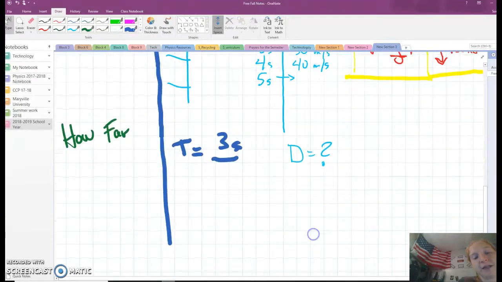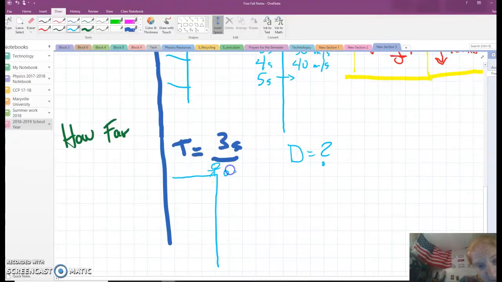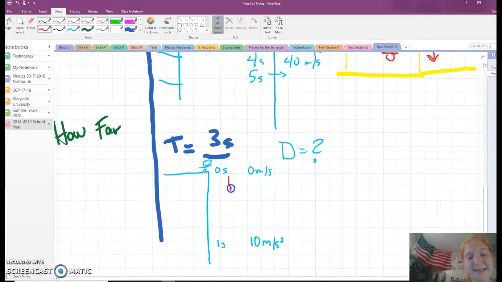Okay, the first thing I want you to do is I'm going to draw you another picture. As this person falls off the cliff, at 0 seconds, they've gone 0 meters per second. At 1 second, way down here, they're now moving at 10 meters per second. Well, they didn't just magically jump to that. They had to accelerate to that point. So at 0.1 seconds, they're maybe going 1 meter per second, right? At 0.2 seconds, they're going 2 meters per second.